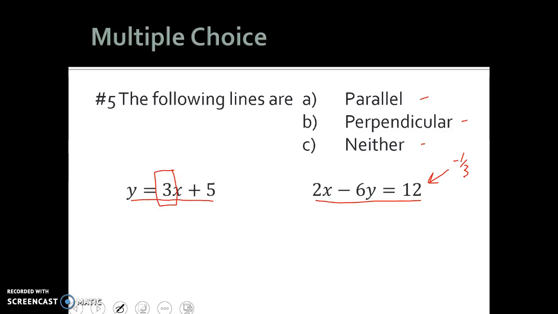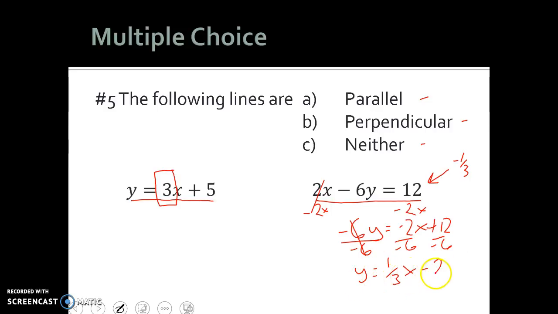So let's find the slope of the second equation here. We're going to subtract 2x from both sides first. So we'll have -6y equals -2x plus 12. Then if we divide everything by -6, then we'll have y equals negative divided by a negative is 1/3 x minus 2. And so the slope of this line is 1/3.